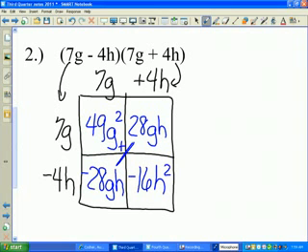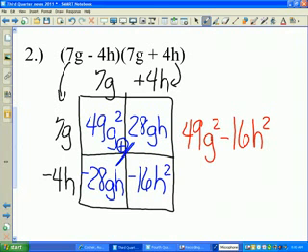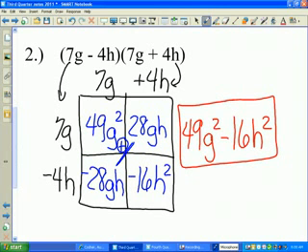You notice on the diagonals, you have like terms but opposite signs. So they're going to cancel each other out. So my total will be 49g squared minus 16h squared. That's going to be my solution. Okay? And last one.